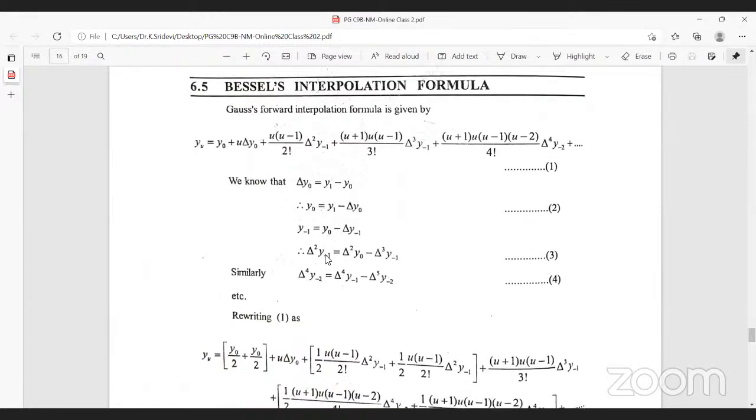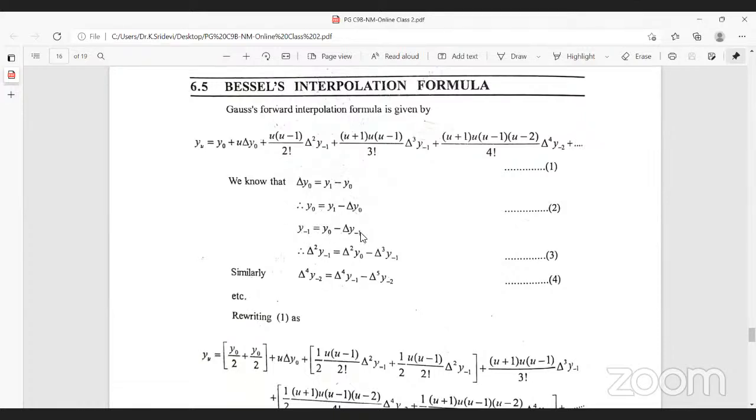Now, you take y minus 1. So, use this expression to get y minus 1. So, y0 is there, y1 is there. 1 is the succeeding value of 0. So, 0 minus 1, the succeeding value of minus 1 is 0. Y naught will come. Y naught is there, delta y naught is there.